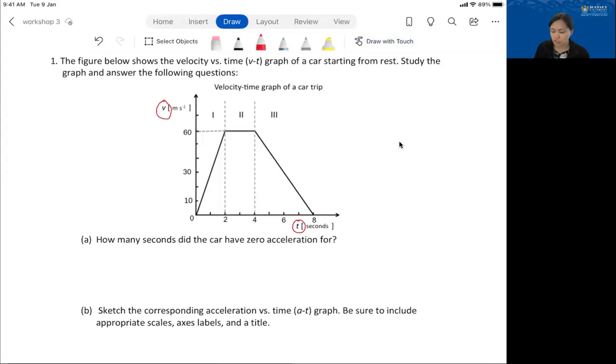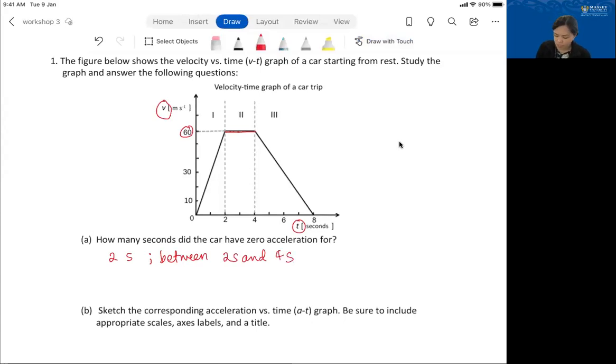Zero acceleration means that the speed is not changing and the direction is not changing as well. Acceleration is change in velocity over time. If your velocity is not changing, that means that's zero acceleration. So at this point here, we can see that the velocity is always just 60 meters per second between 2 and 4 seconds. So that will be 2 seconds, between the times of 2 and 4 seconds.